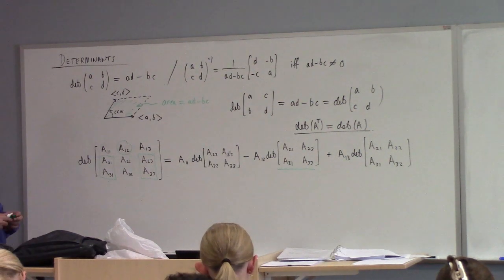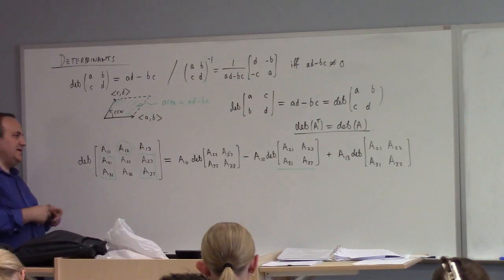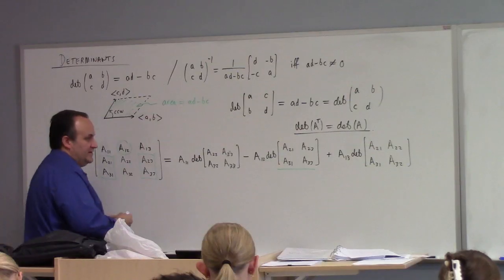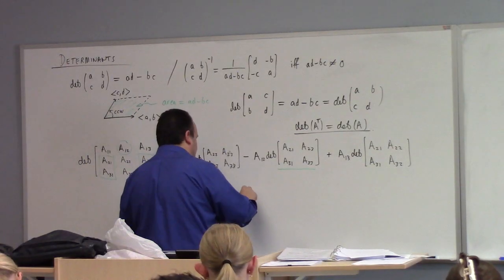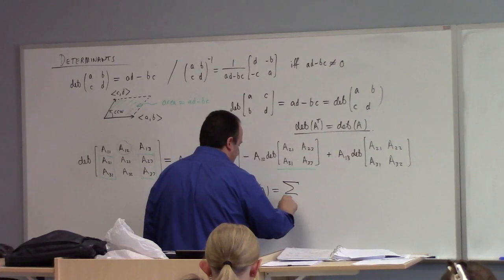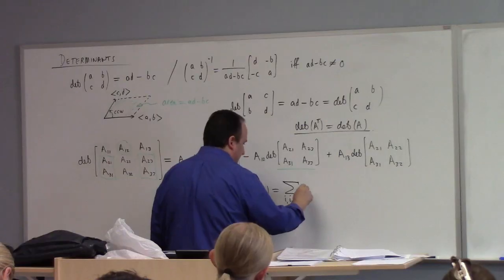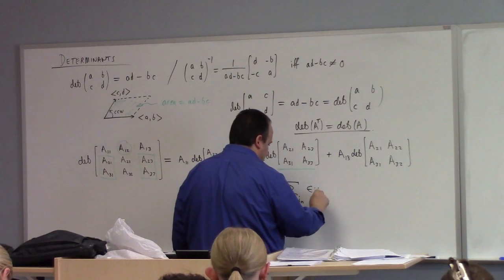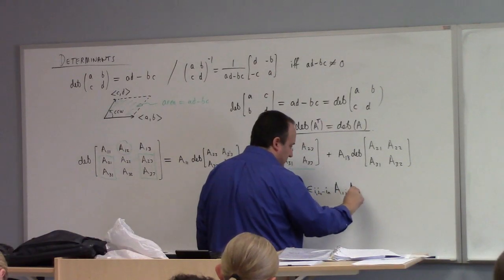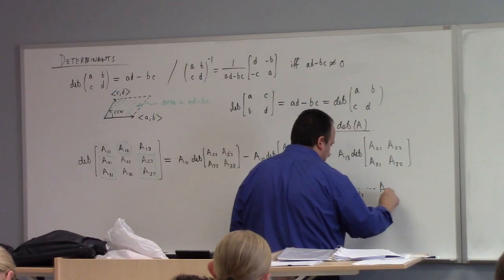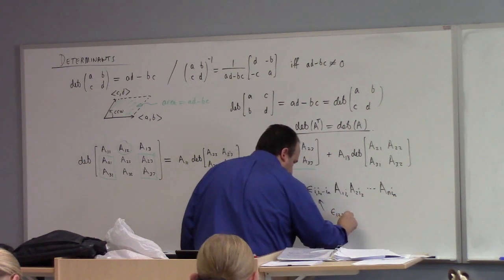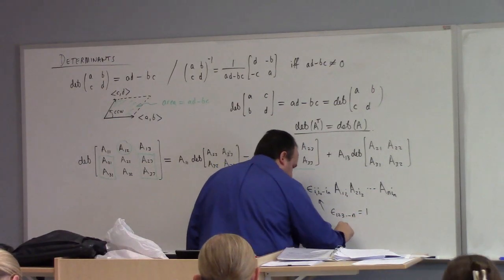Well, okay, I wouldn't say that's the definition. For me, this is a theorem. If you'd like to know what I think the definition of the 3x3 determinant is, well, here's the definition of the n-by-n determinant. The determinant of A is equal to the sum over i1, i2, through iN of epsilon i1, i2, through iN times A1 i1, A2 i2, through AN iN. Here, epsilon of 1, 2, 3, all the way out to n is equal to 1, and it's completely antisymmetric.